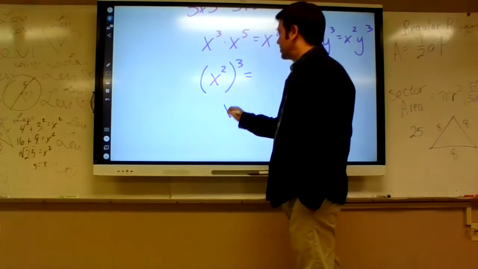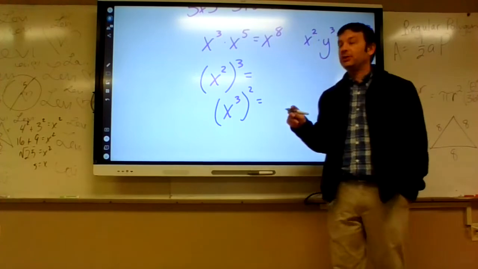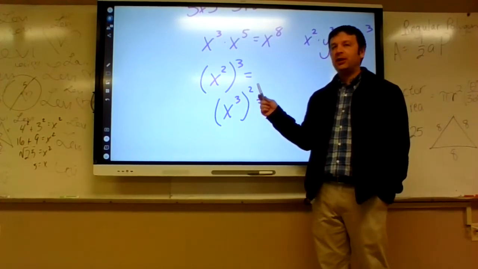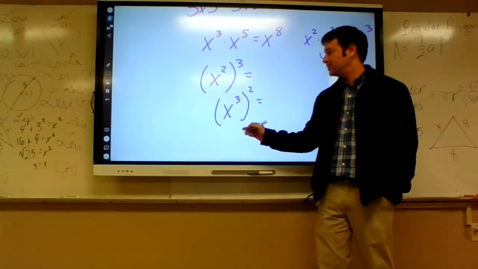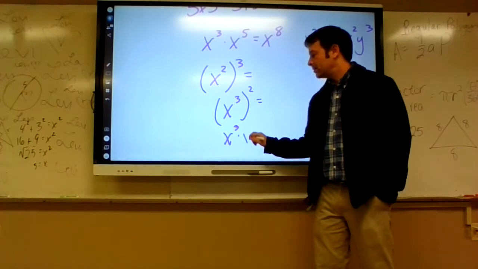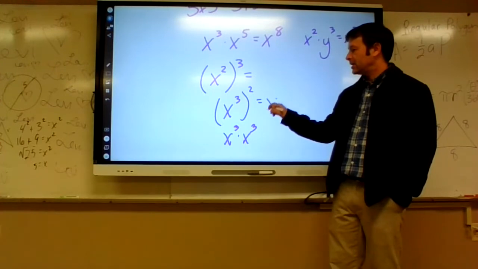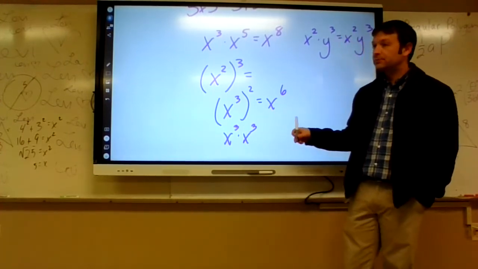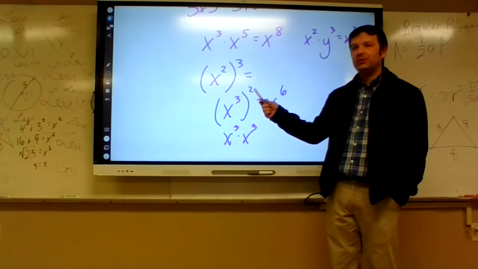Actually, let me switch that a little bit. Let's do x to the third, squared. Although they happen to be the same answer. This means x cubed times x cubed, right? Because that's what square means. You take that times itself. X cubed times x cubed. So what would that be? X to the 6th power. So yeah, it's basically 3 plus 3, or in other words, it's 3 times 2.